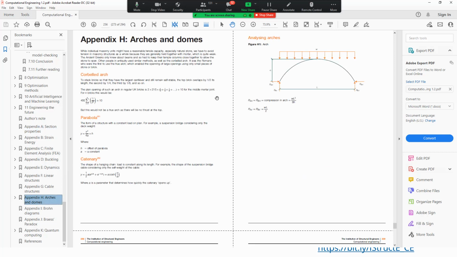The arches, there we go. The formula here for an arch is WL squared upon 8H. Yeah, there's a whole range of suggestions in here and things that you can do.